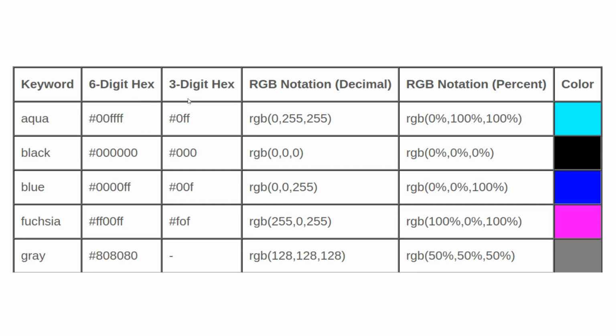A 3-digit hex code will have the hash and 3 characters instead of 6. One for red, one for green, and one for blue. So these are similar, except that the 3-digit hex code is simpler to write.